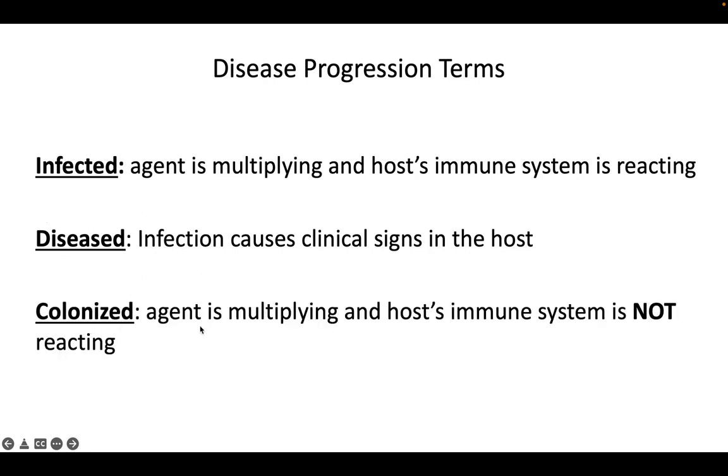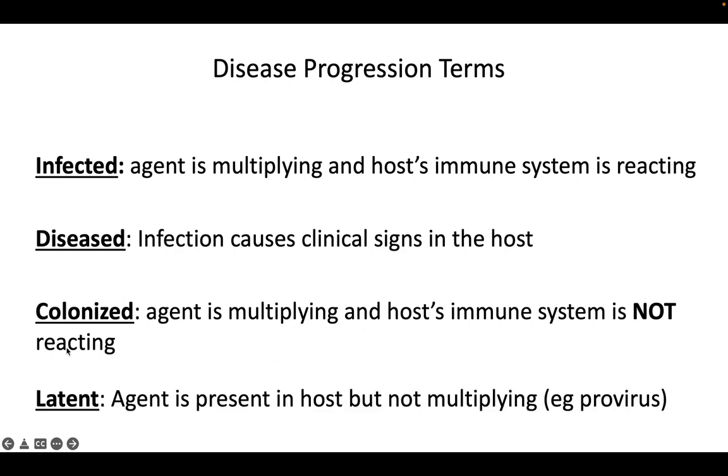Colonized means that agents are multiplying, like the disease is multiplying, and your immune system is not responding. That could mean that it's not a very virulent strain, or you're very immunosuppressed or something like that. And latent is when the agent is present but it's not multiplying, it's just kind of living in you.